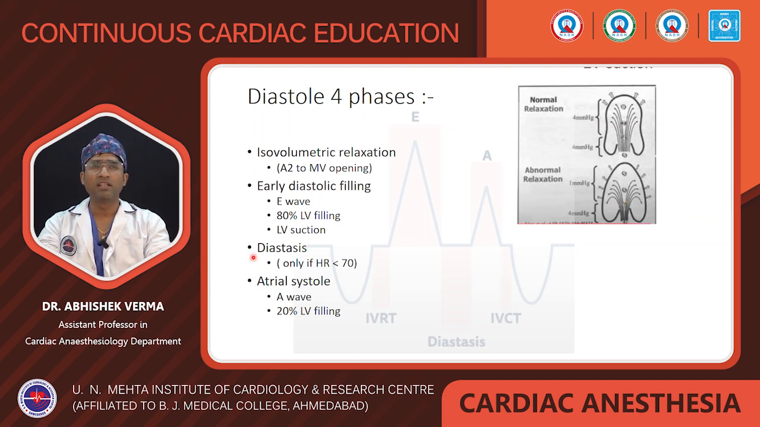Third is diastasis. It is only seen with a heart rate less than 70. There is no flow from LA to LV. This is called diastasis. And lastly, there is atrial systole, which is shown by the A wave, and it is close to 20% filling of the LV. And then after that there is isovolumetric contraction time. This is IVRT, IVCT, diastasis, and the E wave and the A wave in the echo.